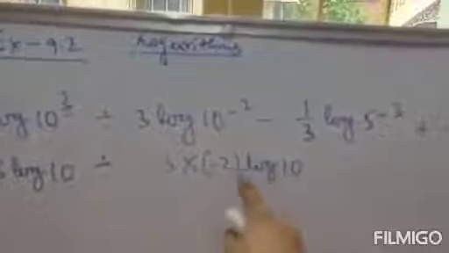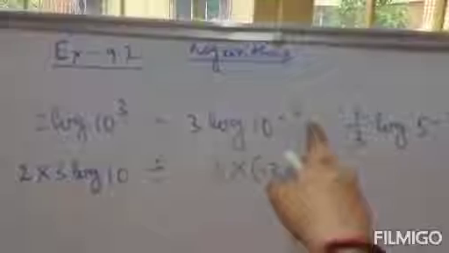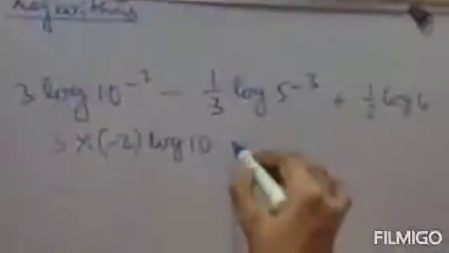Clear? Now minus 2 will be multiplied with log 10 as the power law says. So minus 2 is multiplied into log 10 means minus 2 into log 10, and 3 is already multiplied with the log 10 to the power minus 2. So we will multiply 3 into, because 3 log 10 to the power minus 2 means 3 into log 10 to the power minus 2. Clear? Next. Minus.